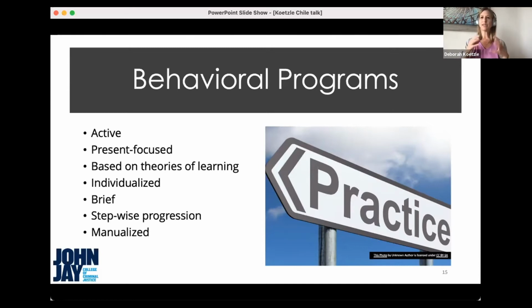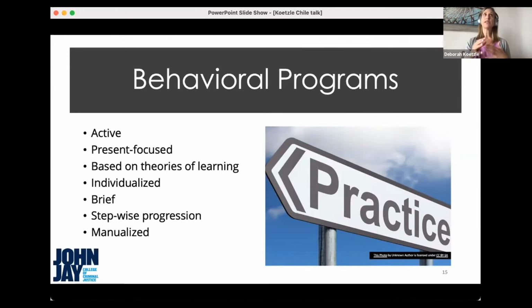The problem is those discussions, those hypotheticals, don't teach people the actual skills they need to manage high-risk situations, the people, places, or things where they're more likely to get into trouble. Behavioral programs are really about focusing on the risk factors, the lack of coping skills here and now, and providing people concrete skills that they can apply to these different situations. So they focus on the here and now, not the past. They're very individualized in the sense that we practice different scenarios that are specific to that individual.